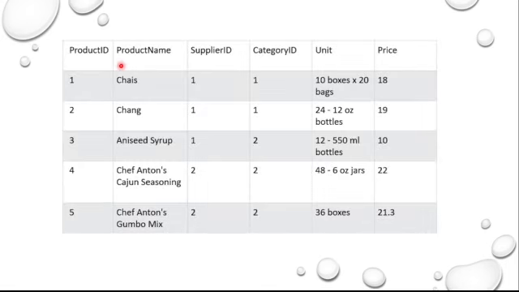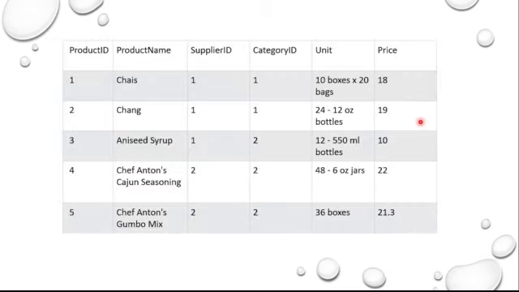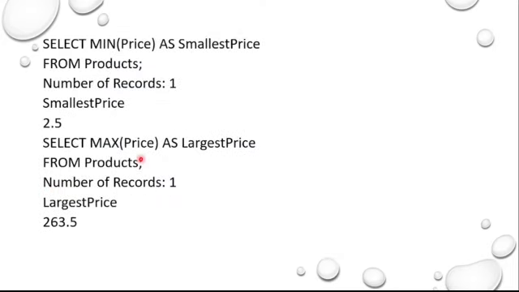Let's see another example to understand some other aggregate functions. Let's assume that you have a table called products with product ID, name, supplier ID, category ID, unit and price. Let's go for the queries here. SELECT MIN(price) AS smallest price FROM products. The answer is number of records is 1 and smallest price is 2.5. You can execute it on this table. At last, we can use SELECT MAX(price) AS largest price FROM products. When you execute the query, it displays number of records is 1 and largest price is 263.5.